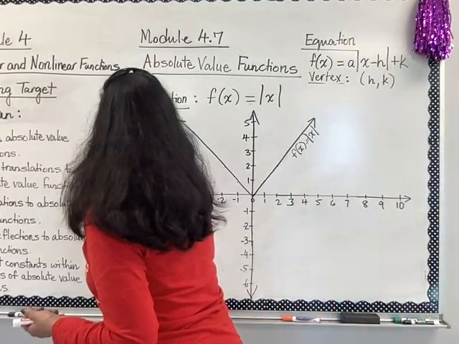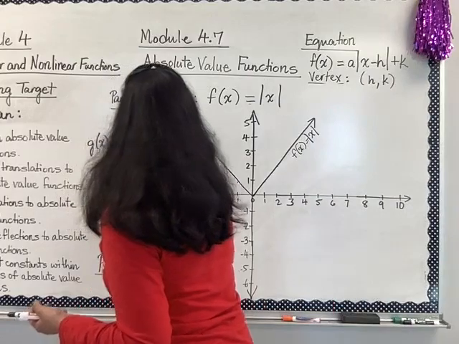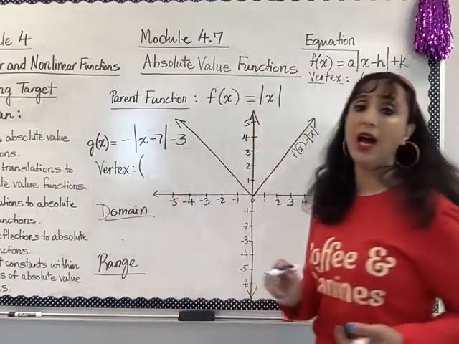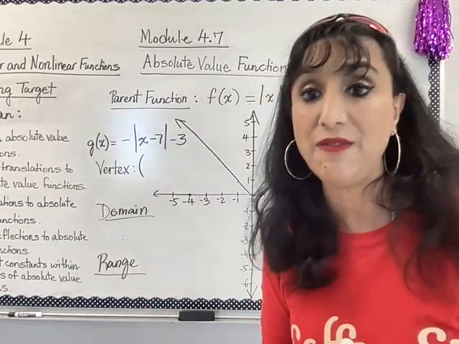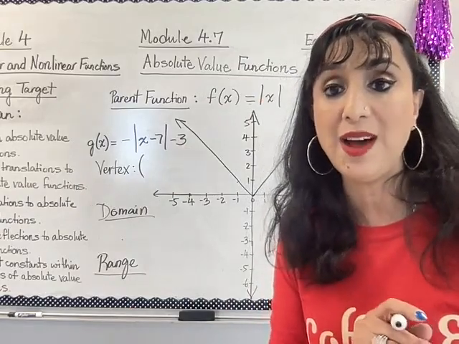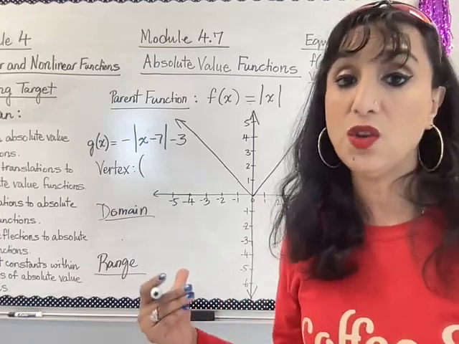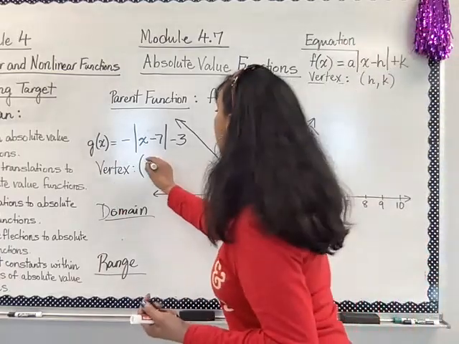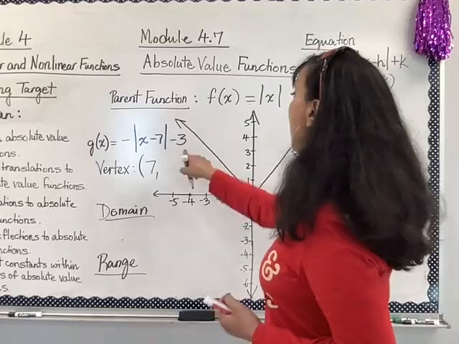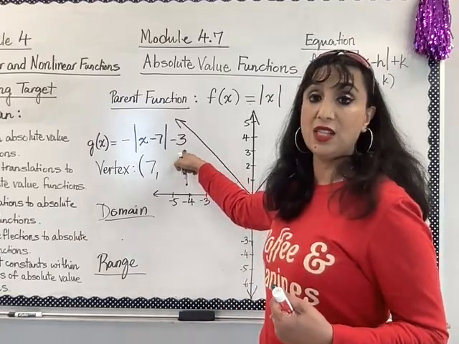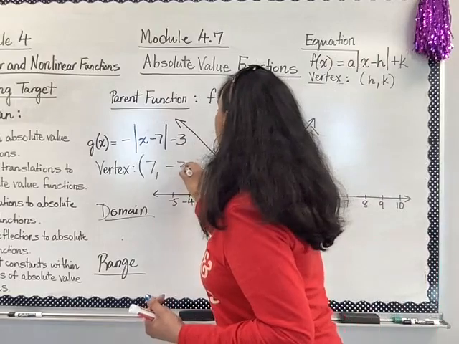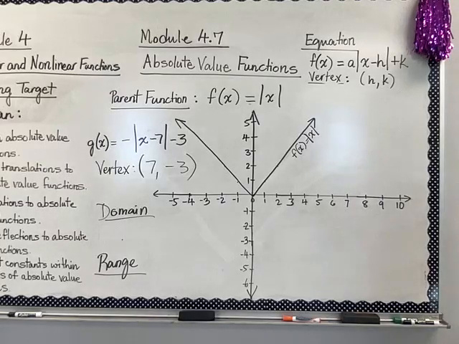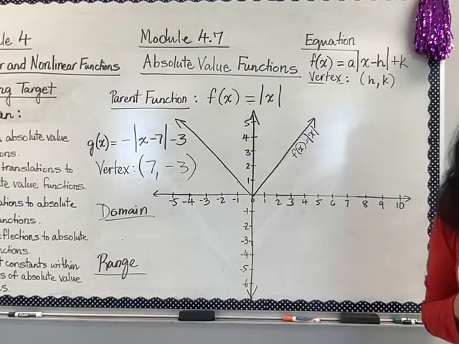We know that the vertex is an ordered pair, this is x and this is y. If it's x minus 7, I am going horizontally to the right, so my vertex is going to be 7 units, which is x. Then I have minus 3, this is going down, so this is my y. So the vertex is 7, -3. And that is where my vertex is going to be.